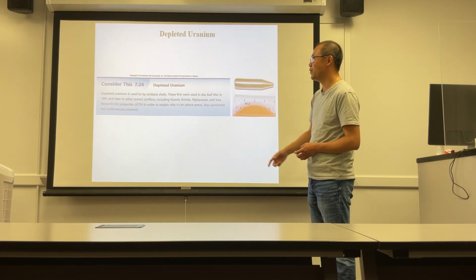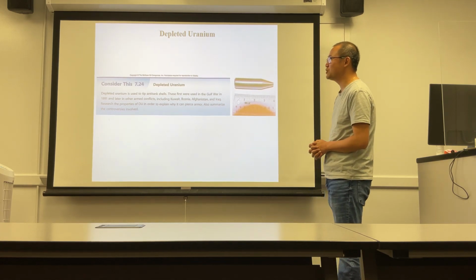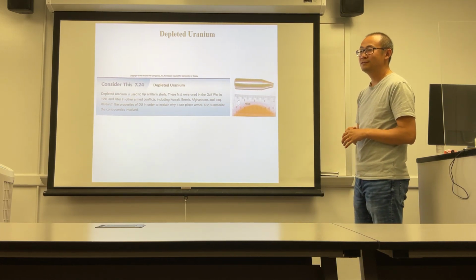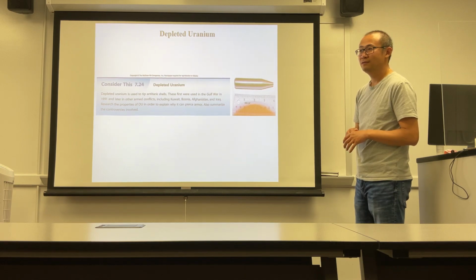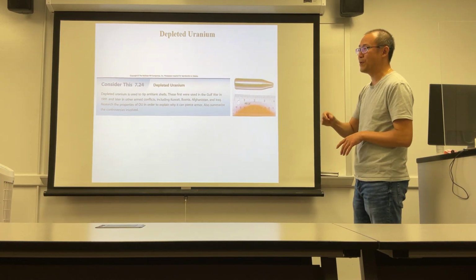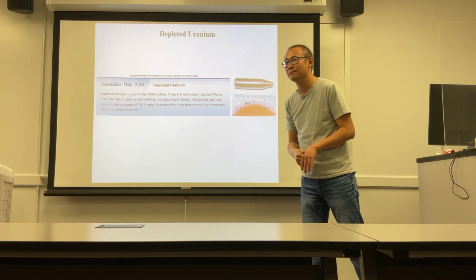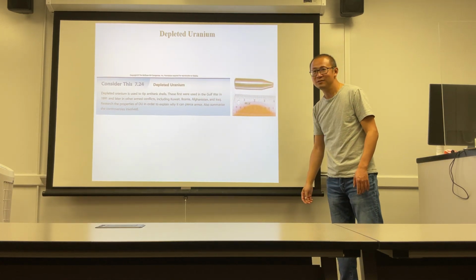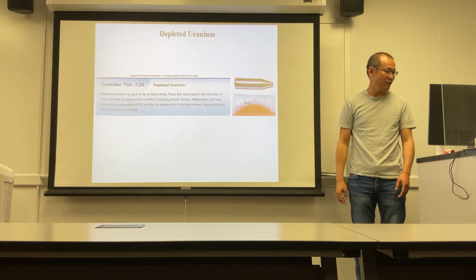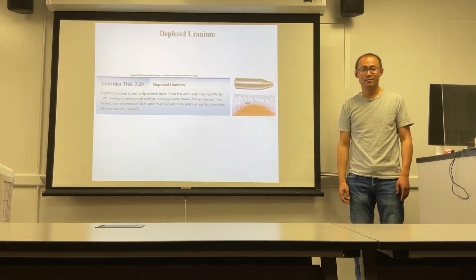This is showing depleted uranium used to tip bullet shells. Because of the properties of uranium, they can actually pierce tanks. That's called an anti-tank shell. This is an anti-tank shell tipped with uranium-238.